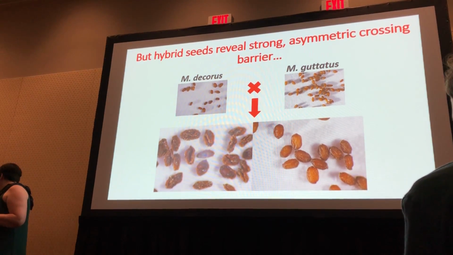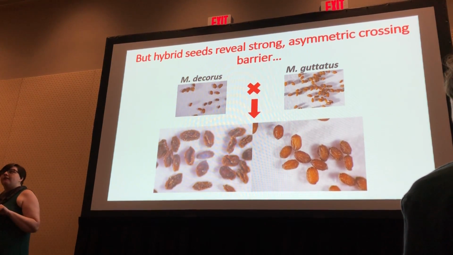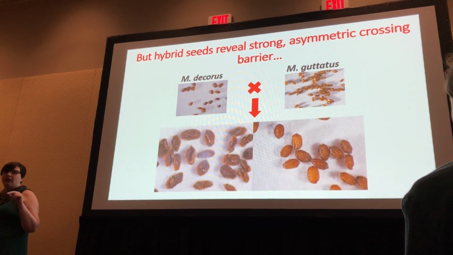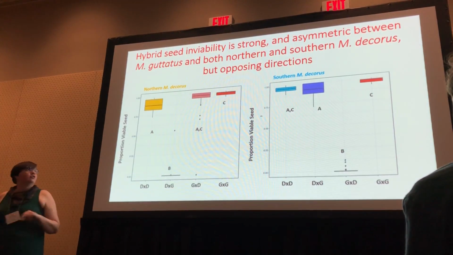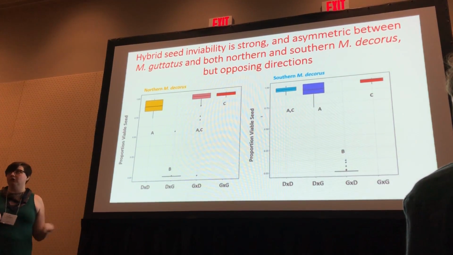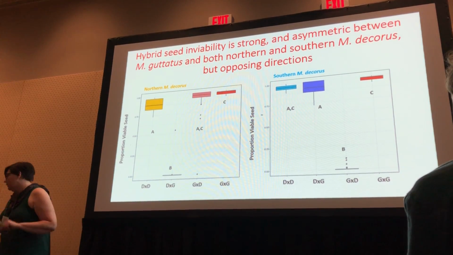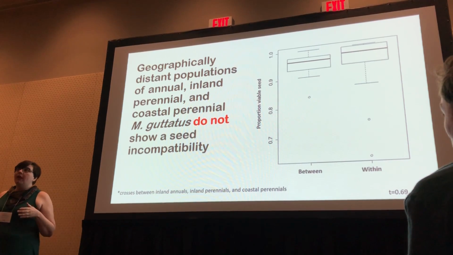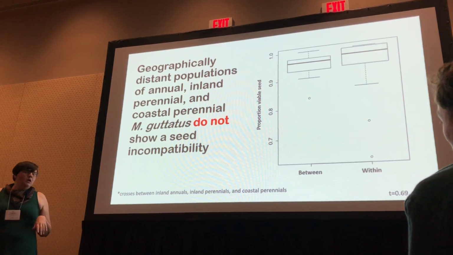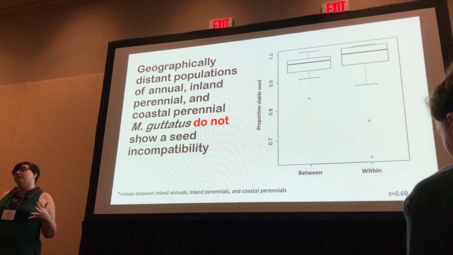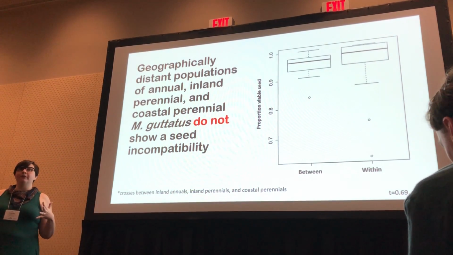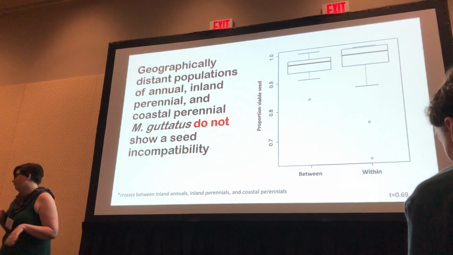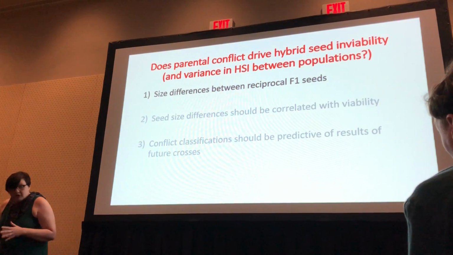to germinate. But what was curious to us is that our 2 diploid genetic clades of decorus actually showed oppositely asymmetric reproductive isolation with guttatus. It's important to note that our populations of guttatus did not show any hybrid seed viability within them. And so we wanted to leverage this diversity that we see in hybrid seed viability to see if we can't learn something about conflict. So we made 3 predictions.